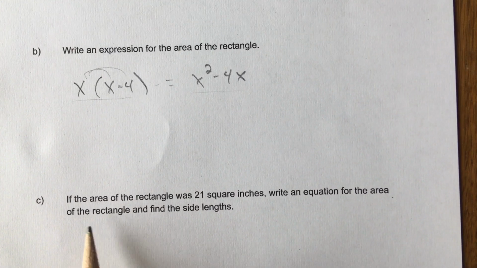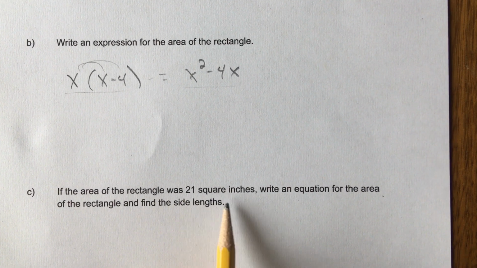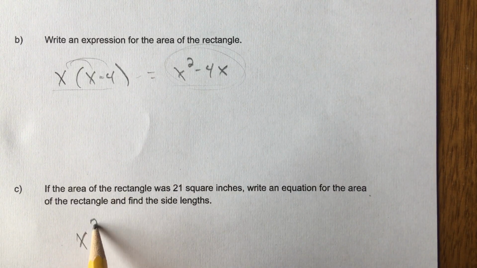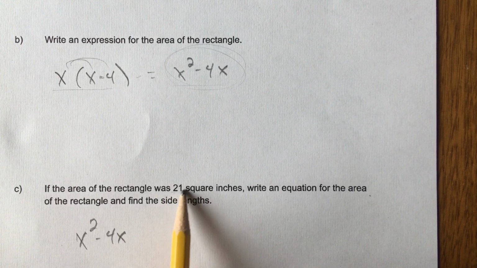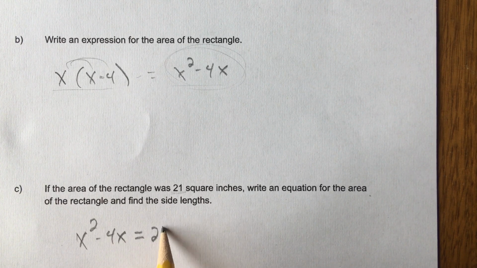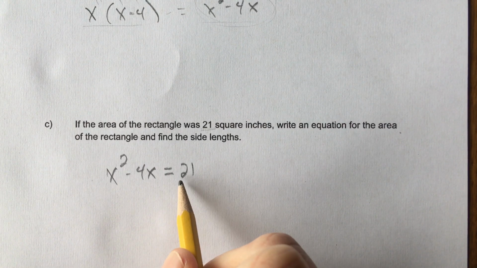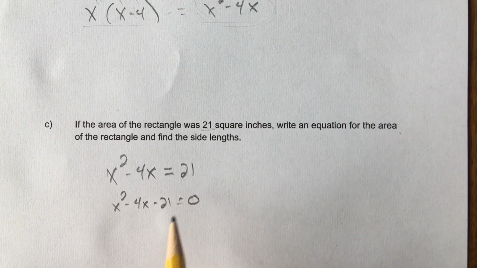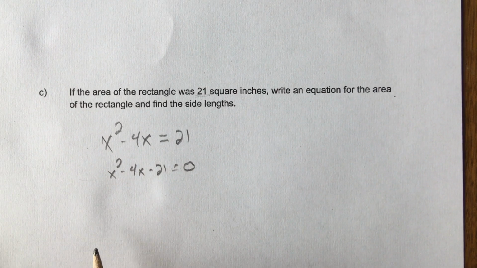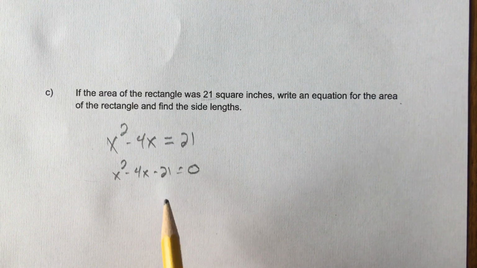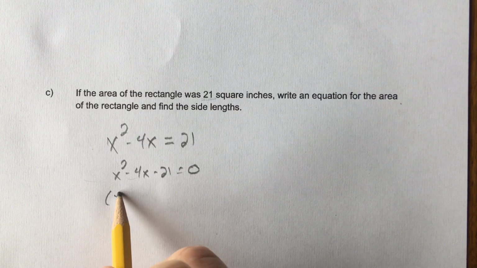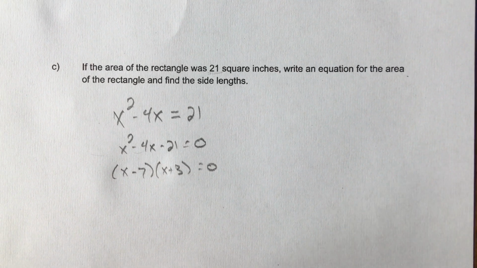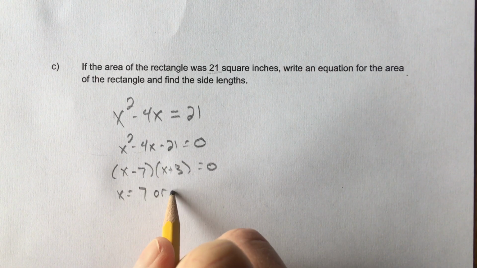Okay, and then it says the area of the rectangle is 21 square inches. Can we write an equation and find these side lengths? So if the area is x squared minus 4x, and we're told that it's 21, we're going to set that equal to 21, and then we'll subtract 21 from both sides, bring it over to here, and now we have a quadratic just like we've been solving. So we're looking for two numbers that multiply to equal negative 21 and add to equal negative 4. That would be negative 7 and positive 3. So that means x equals 7 or negative 3.